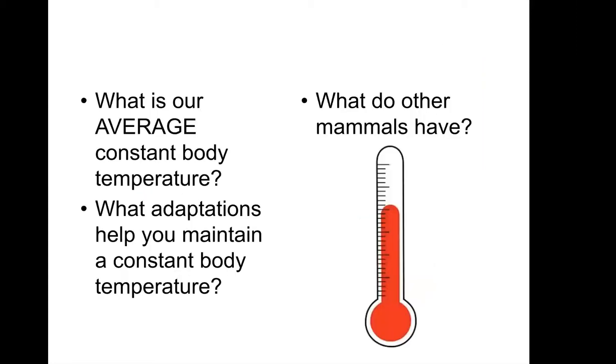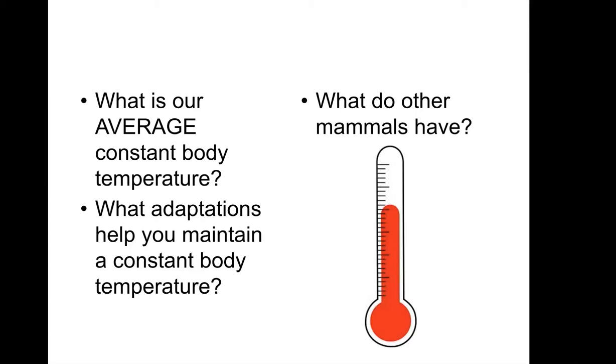Now, again, the average temperature for us is 98.6 degrees. And we have adaptations that help us to maintain that constant body temperature. Some of the adaptations are what we call artificial adaptations. If it got very, very cold outside, we would dress for that. Of course, animals have adaptations too, like fur covering their bodies, and that keeps them warm and enables them to keep their body temperatures up also.